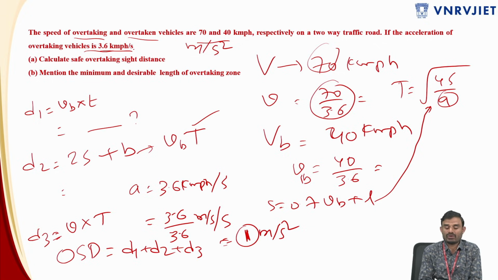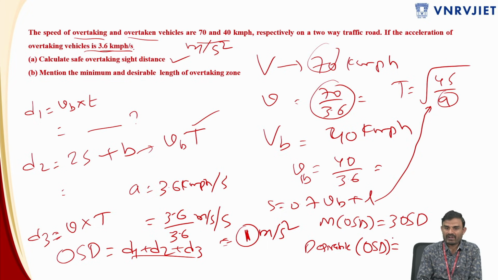So that is what OSD is. That is what they are asking for in question 1, A, and they are also asking to mention the minimum and desirable length of overtaking zones. You can work it out easily. Once you get the value of OSD, you multiply it. The minimum OSD zone length is equal to 3 times OSD, and the desirable length is 5 times OSD. That's it. This is the end of the discussion.